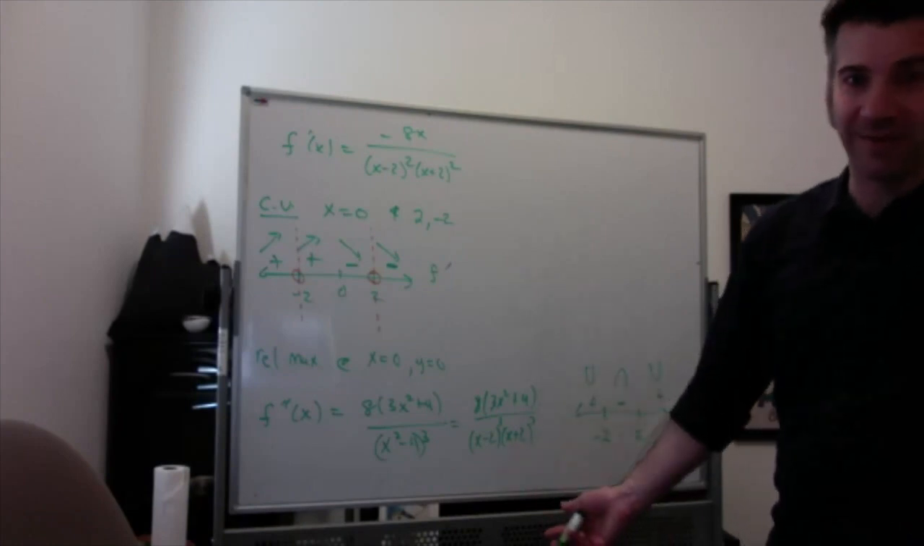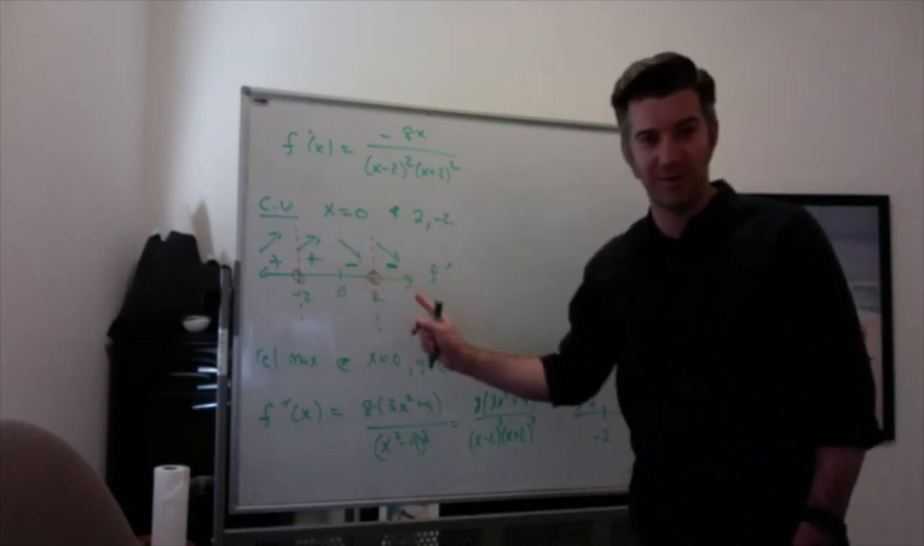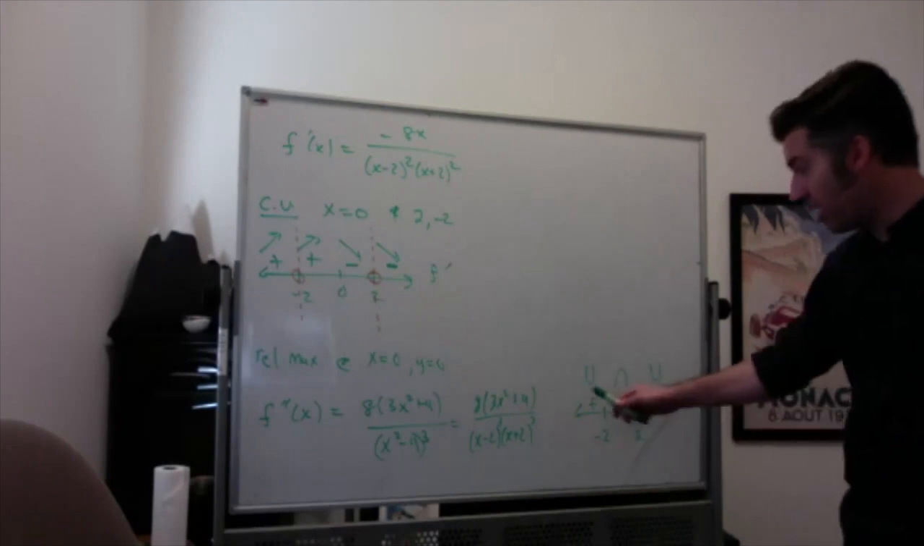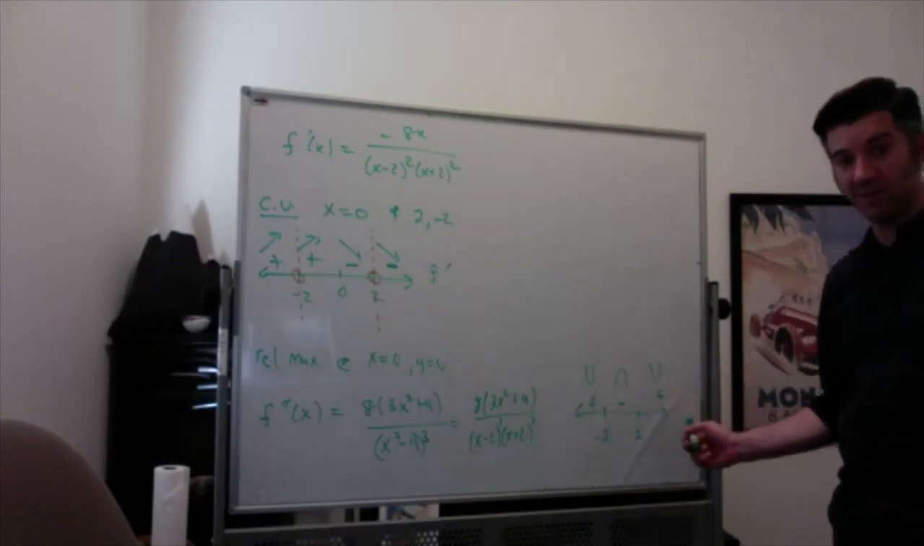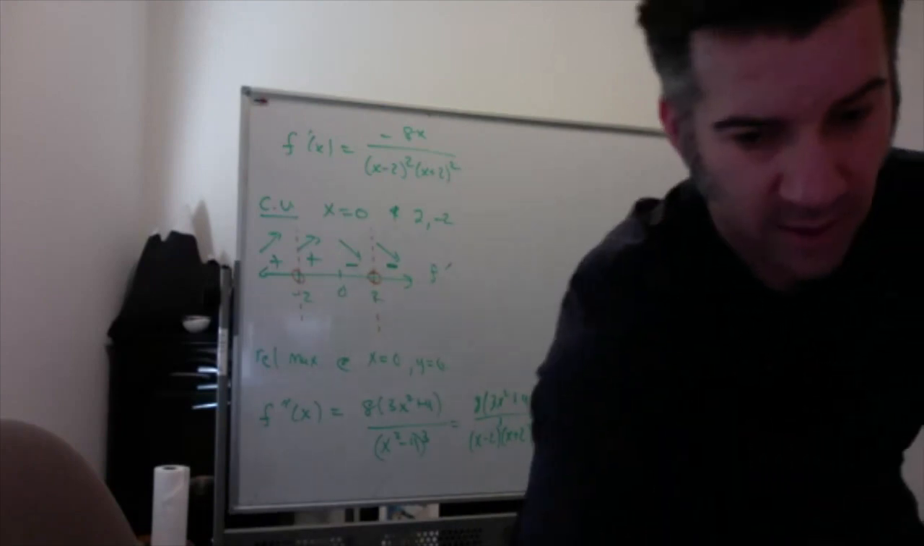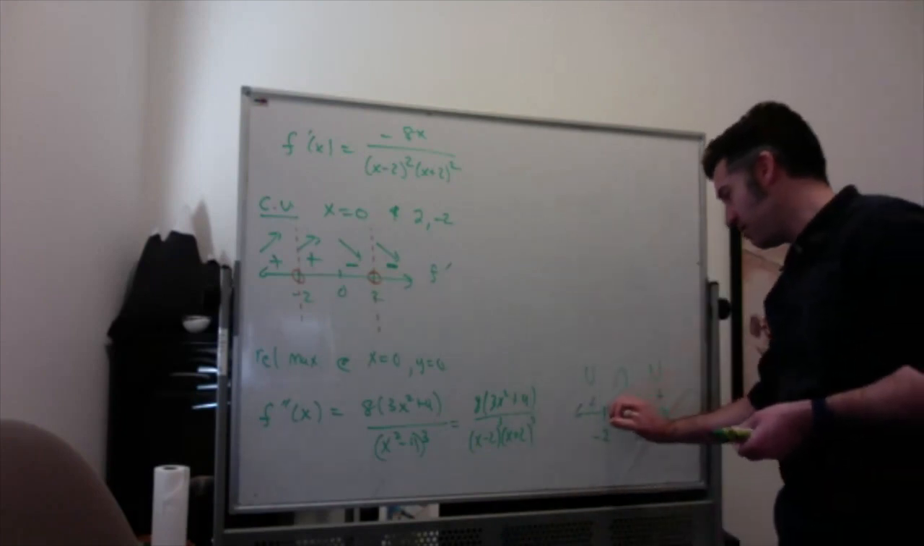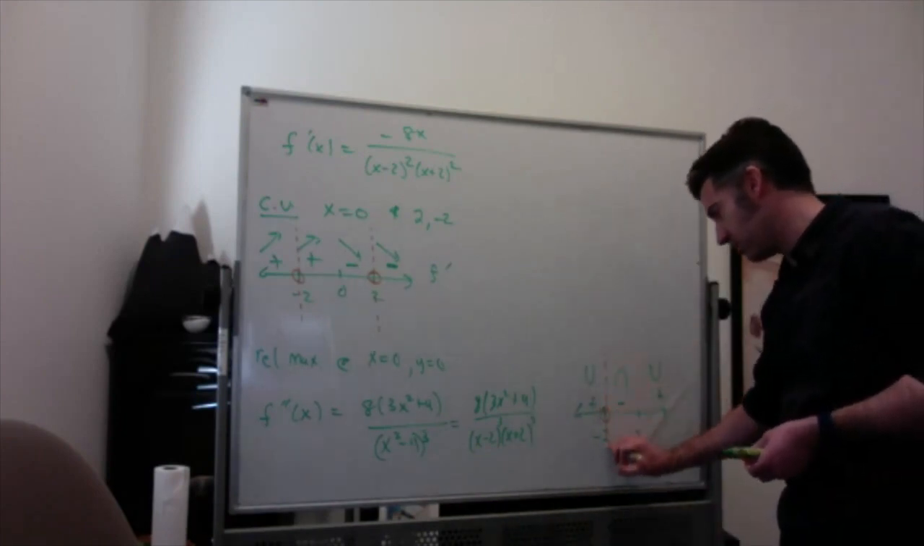No, of course you don't have an inflection point at 2, right? We already know we have vertical asymptotes at 2 and negative 2. So even though the concavity is changing at negative 2 and 2, we can't have an inflection point there because we don't have any point there. We have a vertical asymptote.